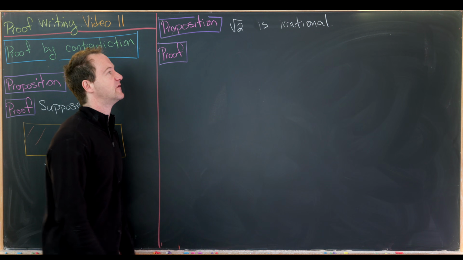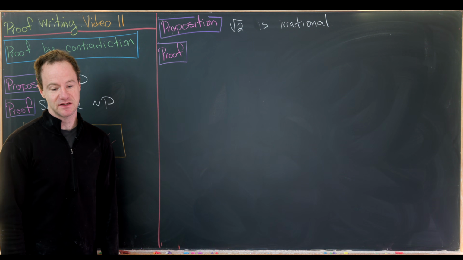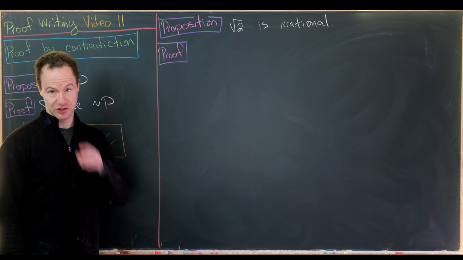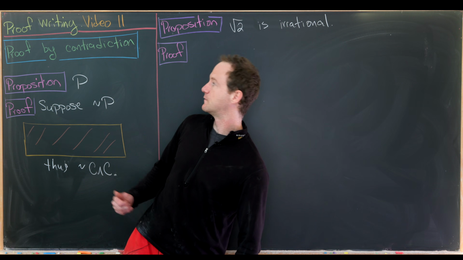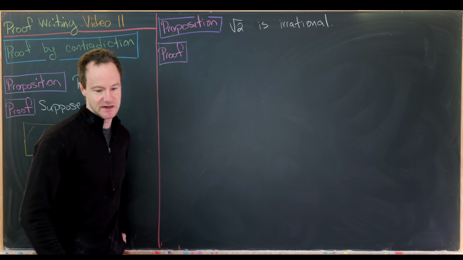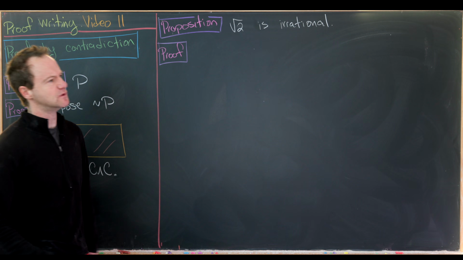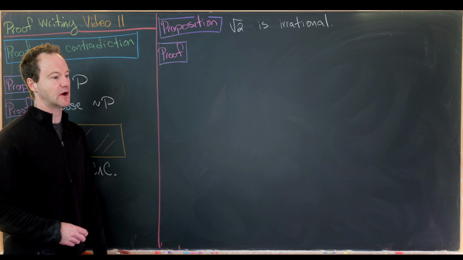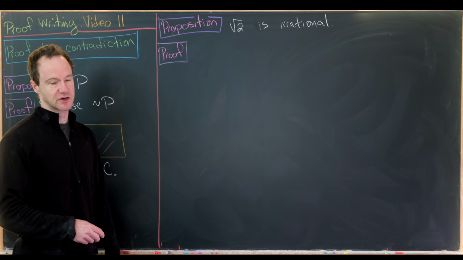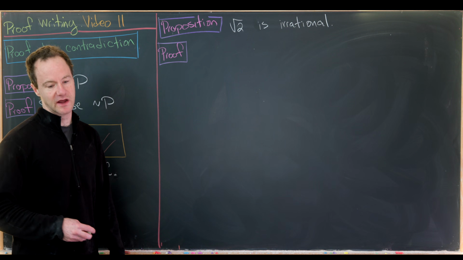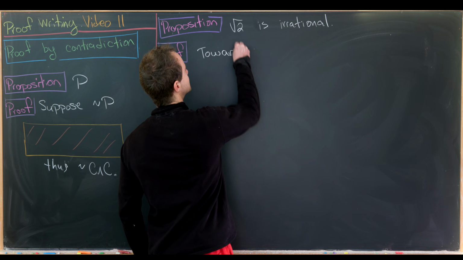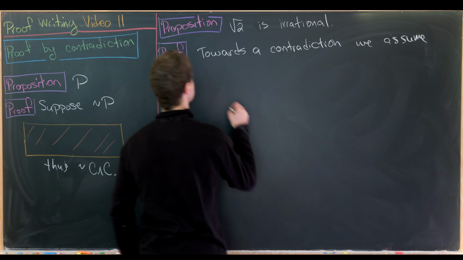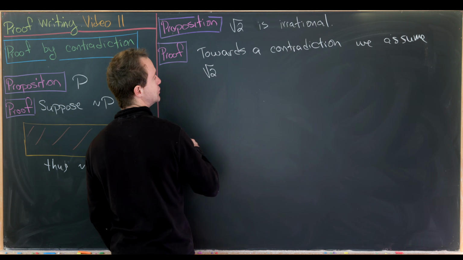So we're going to start with a very classic one, and that is the square root of 2 is irrational. So let's see how we can do this. Obviously, we're going to use a proof by contradiction because that's the whole game today. Okay, so I like to use the following kind of language when doing a proof by contradiction, although you can come up with your own language. I like to say something like, towards a contradiction, we assume that the square root of 2 is rational.